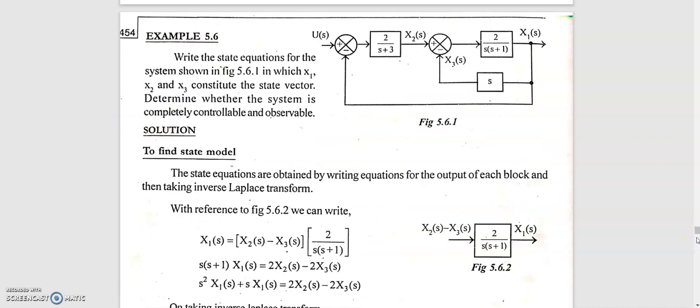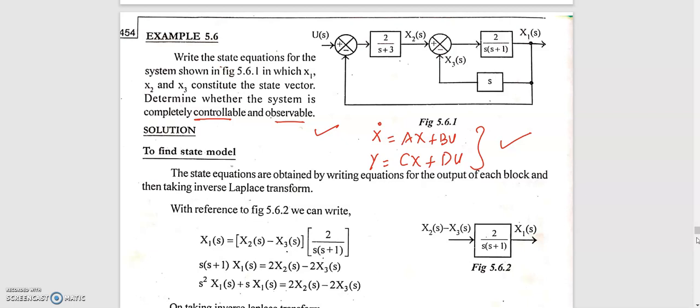This is one question in which you have to check whether the system is controllable or observable. The first step is to form the state model, that is both the state equation as well as the output equation. You know the state equation x dot equal to Ax plus Bu and the output equation y equal to Cx plus Du. First you form this state model. Sometimes you may be given the differential equation, or a signal flow graph, or anything else. Whatever is given, the first step is to write down the state model, that is, write down the state equation and the output equation.